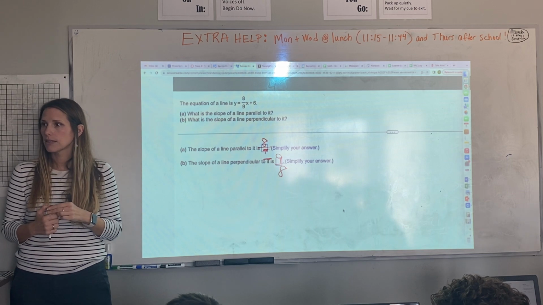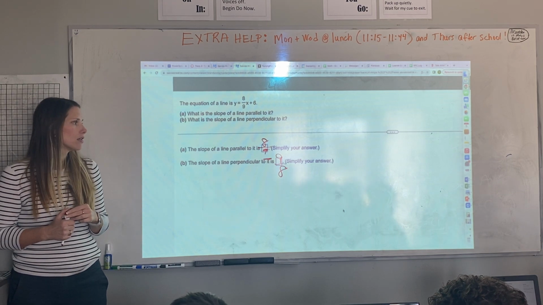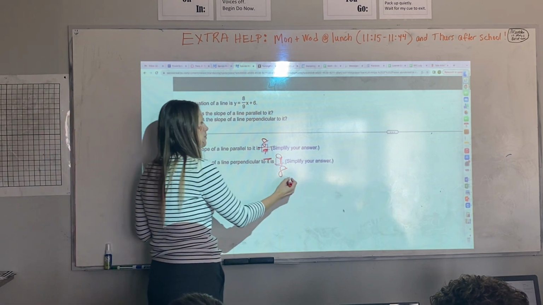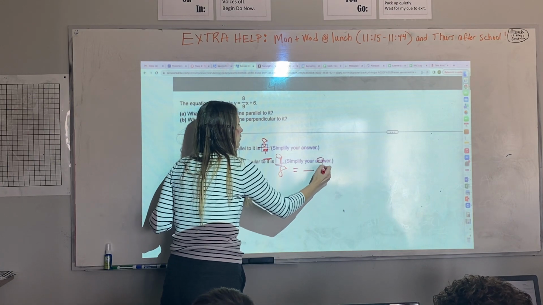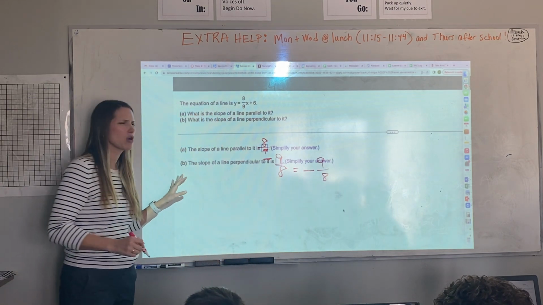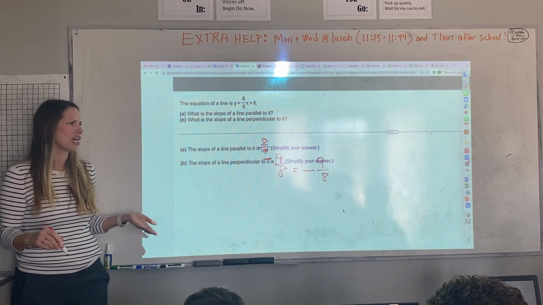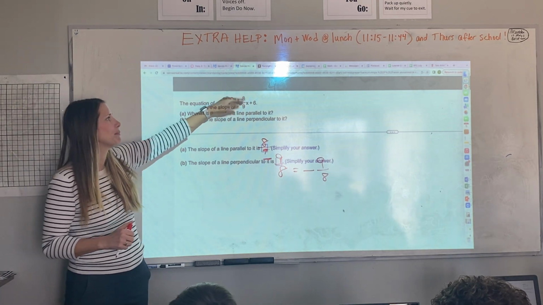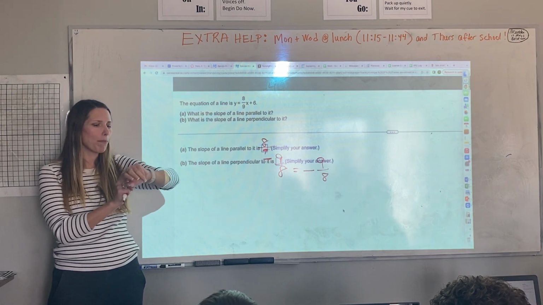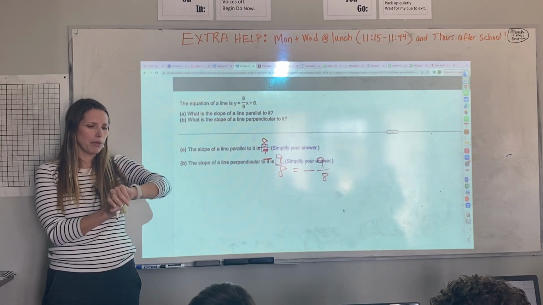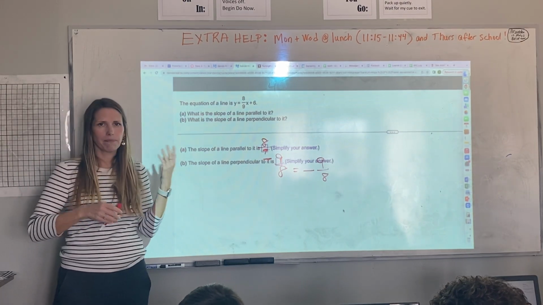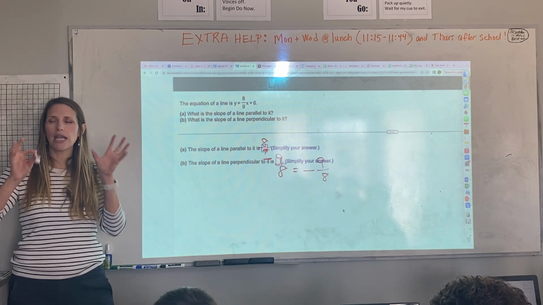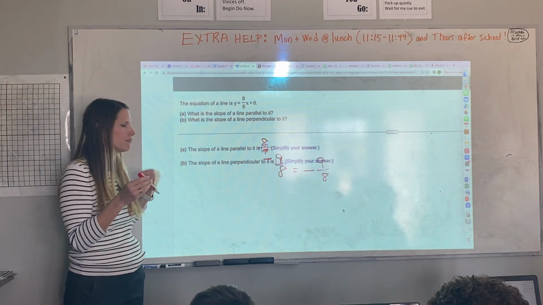So the whole fraction is negative or just 9? Oh, that's a good question. When you type it in, you're going to put negative 9/8. You have to flip and switch the sign. Opposite reciprocal means the opposite part means to switch the sign.